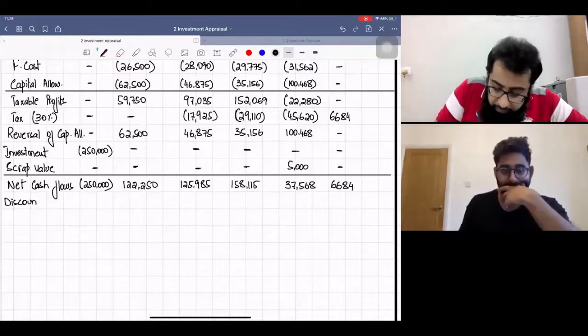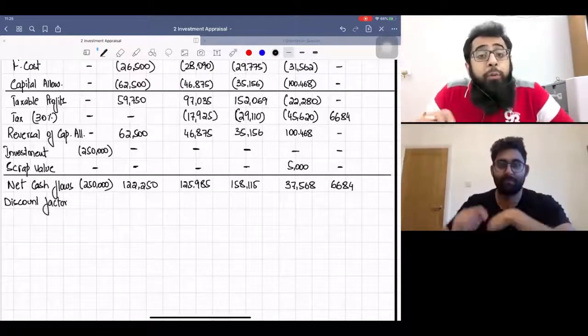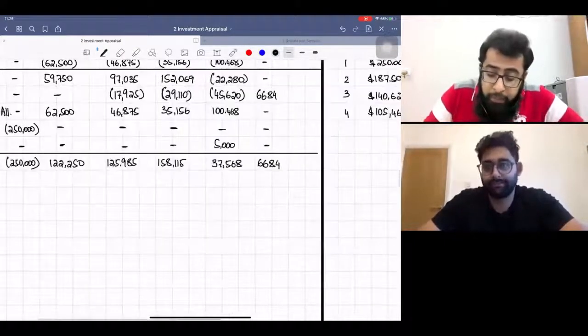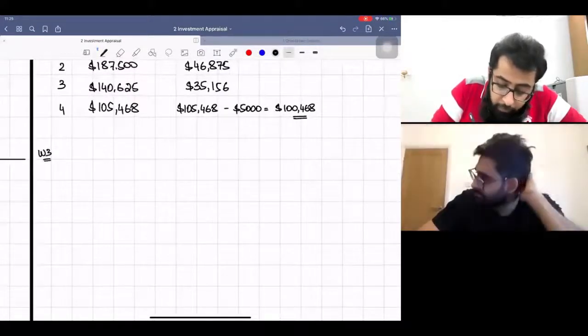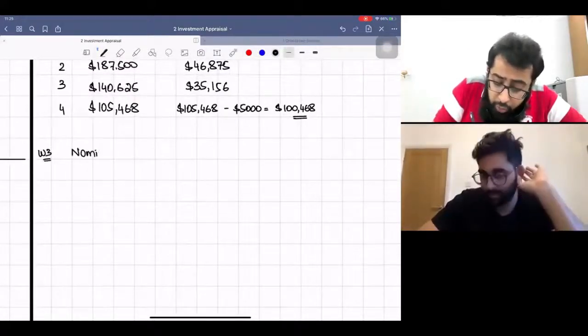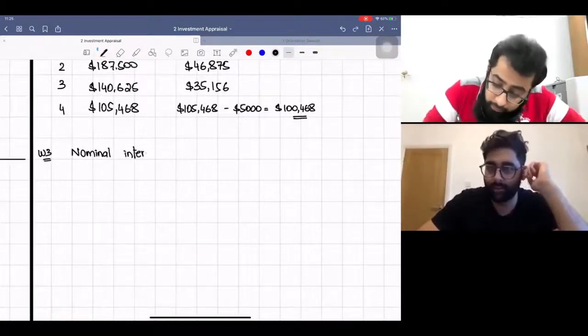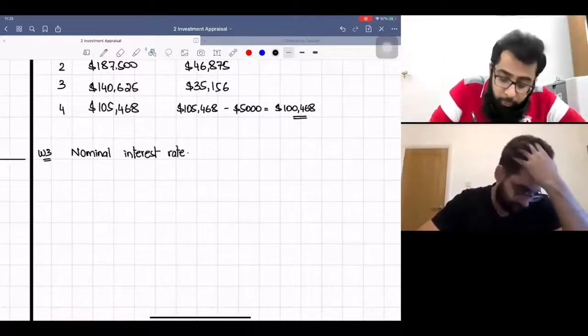Now we have to put the discount factor. For the discount factor, we need the interest rate. As the cash flows were inflated, we need the nominal interest rate, because we inflated. Nominal includes the inflation rate.